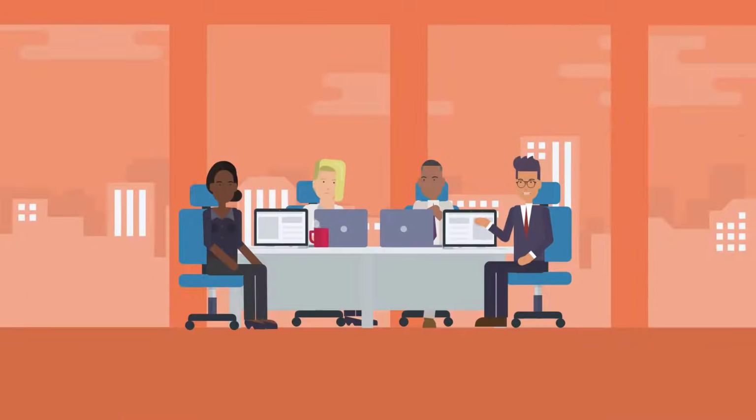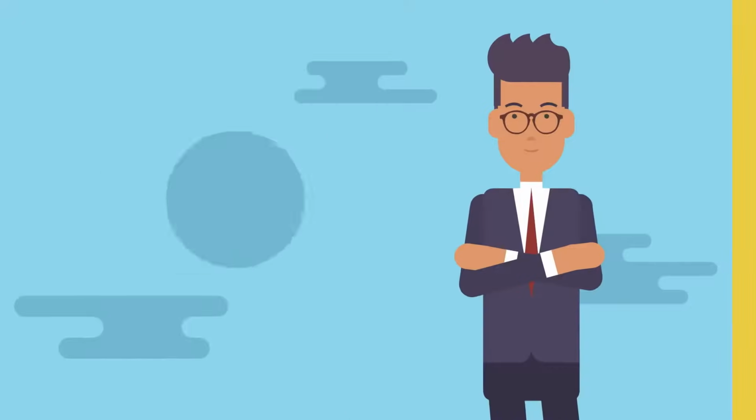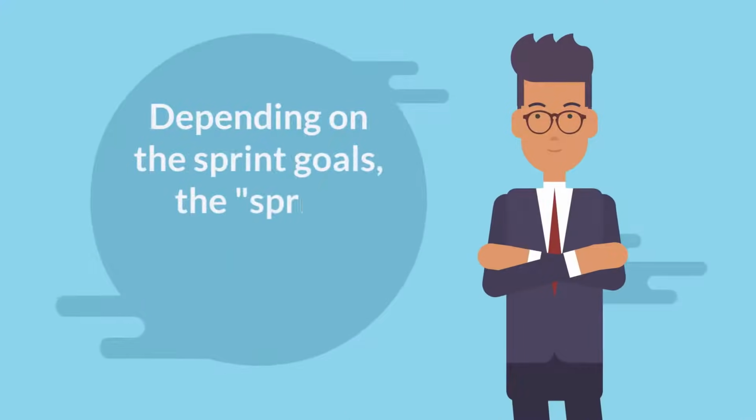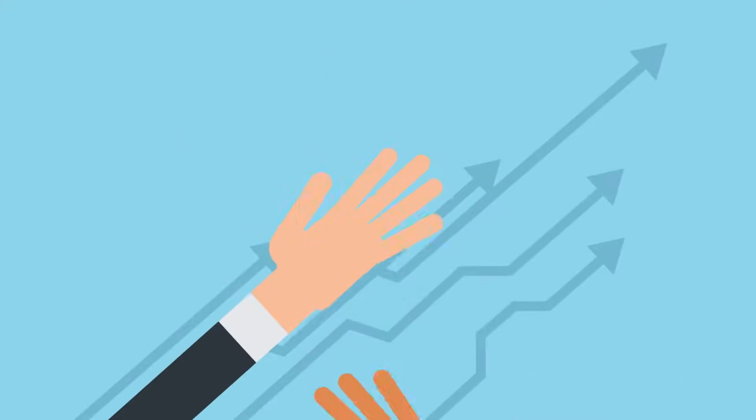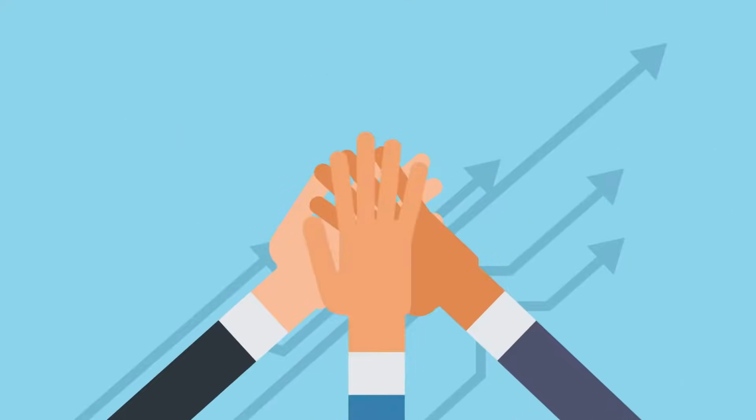The development team is self-organized and multidisciplinary. During the sprint planning, depending on the sprint goals, the sprint backlog is created. With the definition of done in place, the Scrum team works together to create and deliver value.